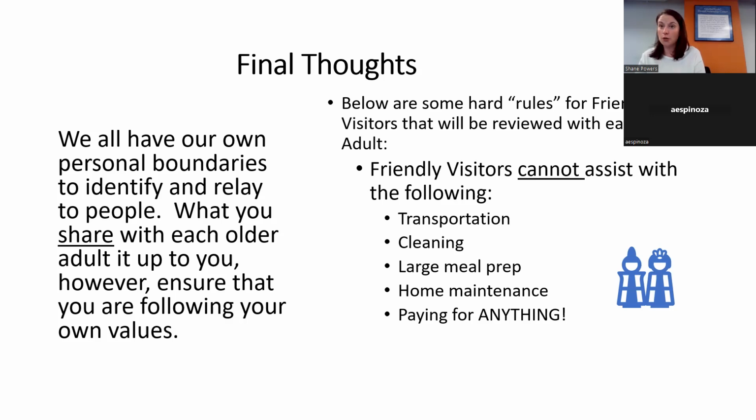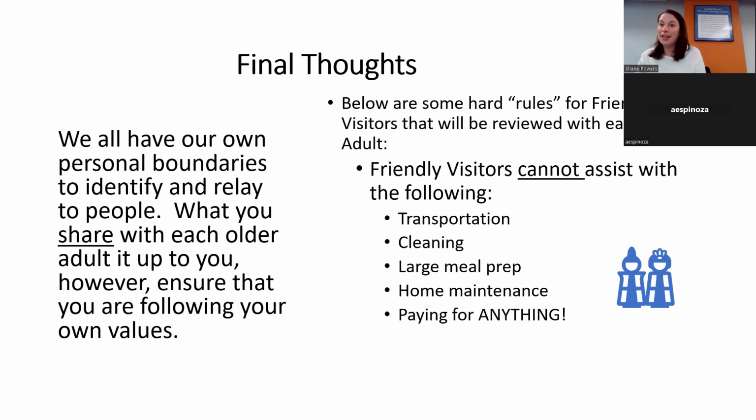The same goes with large meal prep. Individuals who have struggles with food security or prepping and cooking their own meals may ask you for this assistance. As previously discussed, assisting with a quick snack or a cup of coffee, as long as that's something comfortable with you, we're comfortable with that. However, if you're being asked to do large or continuous meal prep, there's an underlying barrier there that we can help to address regarding food security or food preparation.